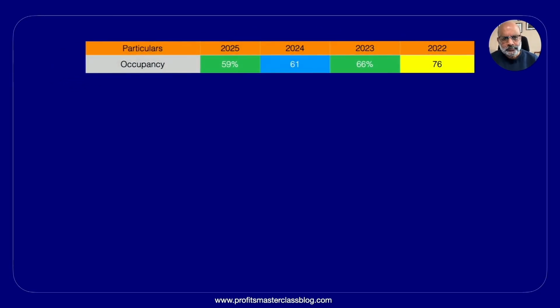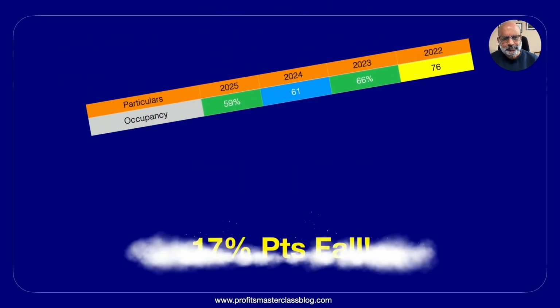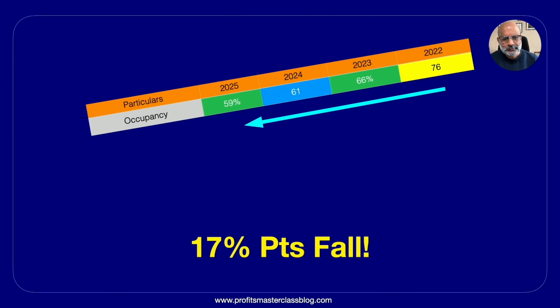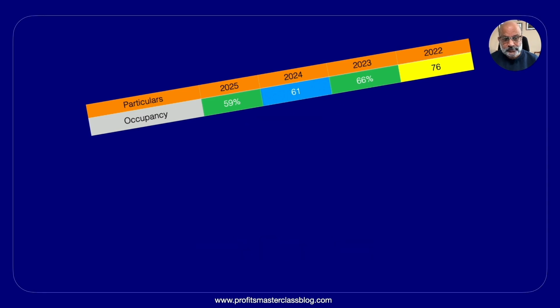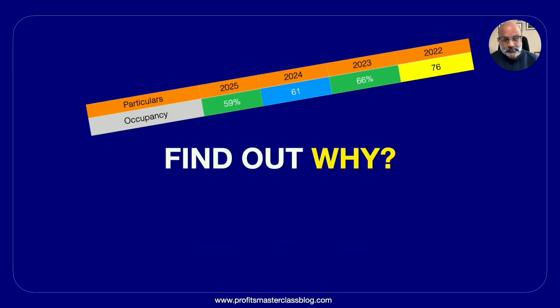What's wrong with this table? Your hotel occupancy has been tanking steadily for the last 5 years. Note here how the average actual occupancy started off at 76% in 22 and is now at 59%. Find out the main cause for this. What has caused this steady decrease, which is having a major impact on your revenue also?